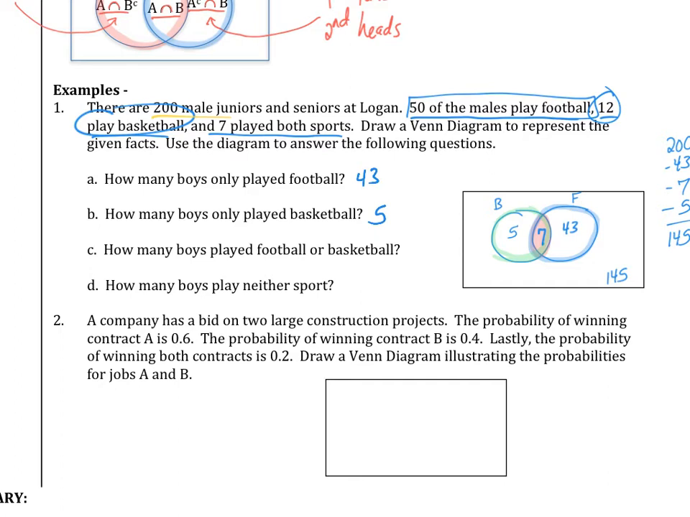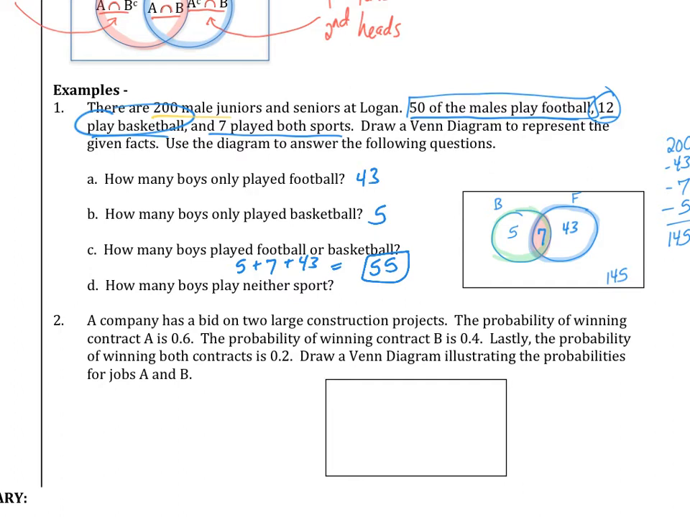How many boys played football or basketball? So how many of them did either? They could play football, they could play basketball, or they could play both. So either would be the 5 plus 7 plus 43. So how many play either? 55. There are 55 of the boys that do something, whether it's football or basketball or both.